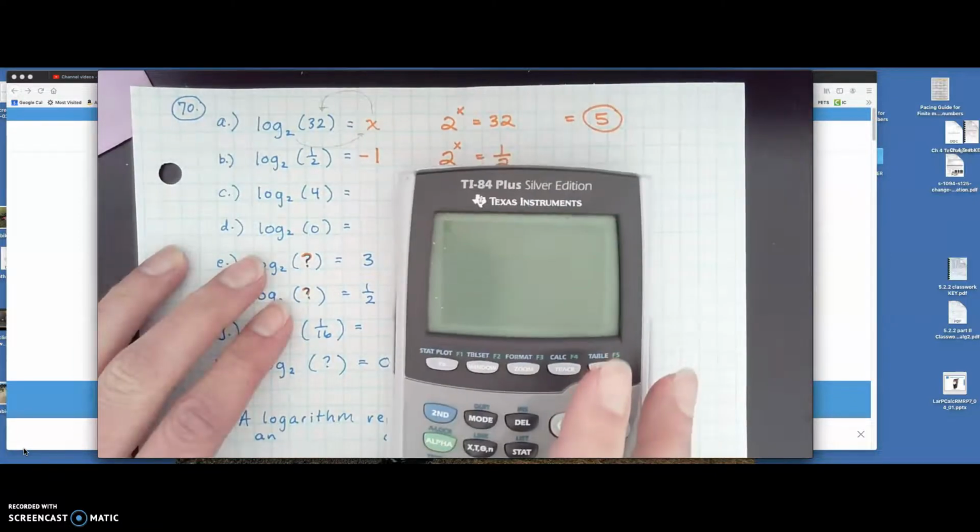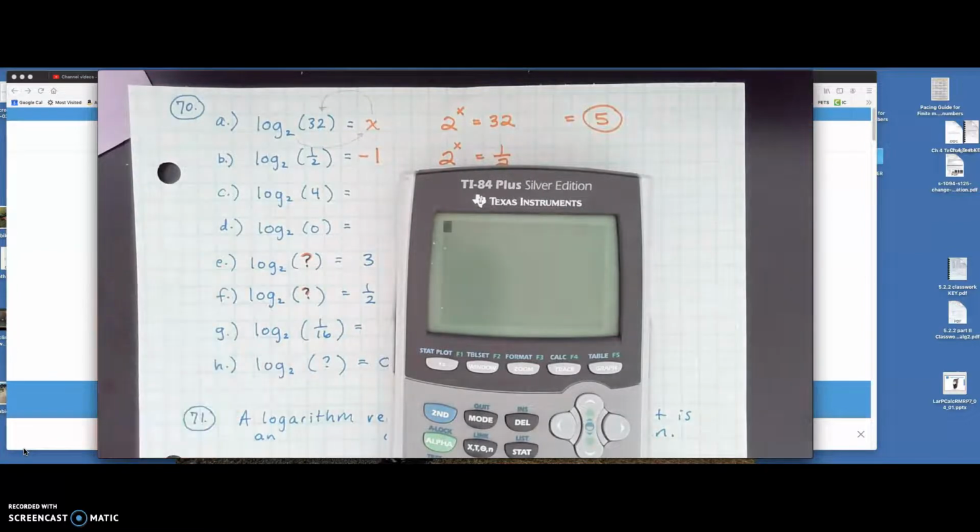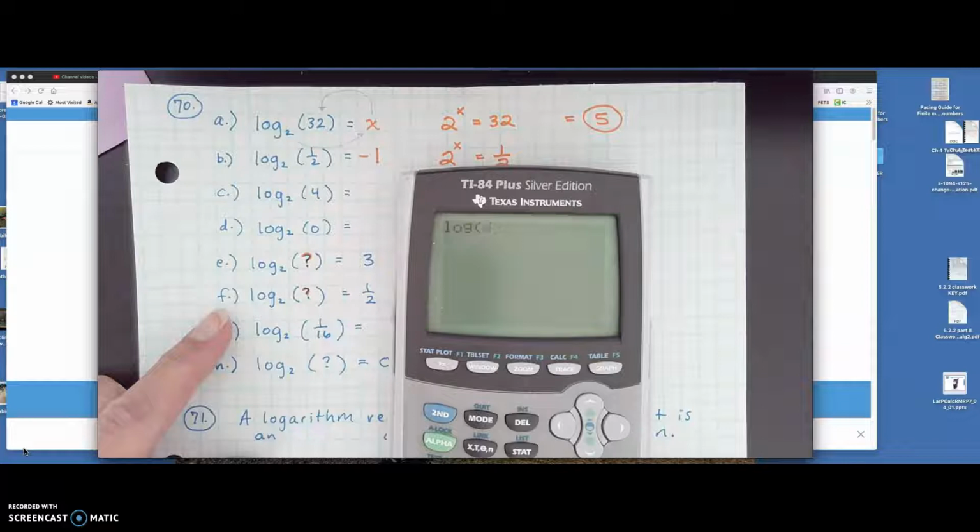Now all of these you can do manually. I'm not wanting you to use your calculator. If we had a quiz or something, you wouldn't be able to use your calculator. But I'm just doing it now to show you. We're going to do a little check.